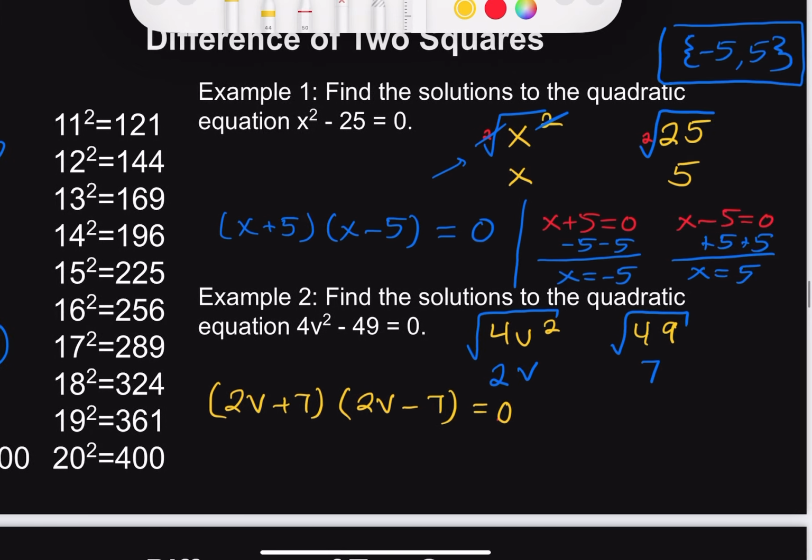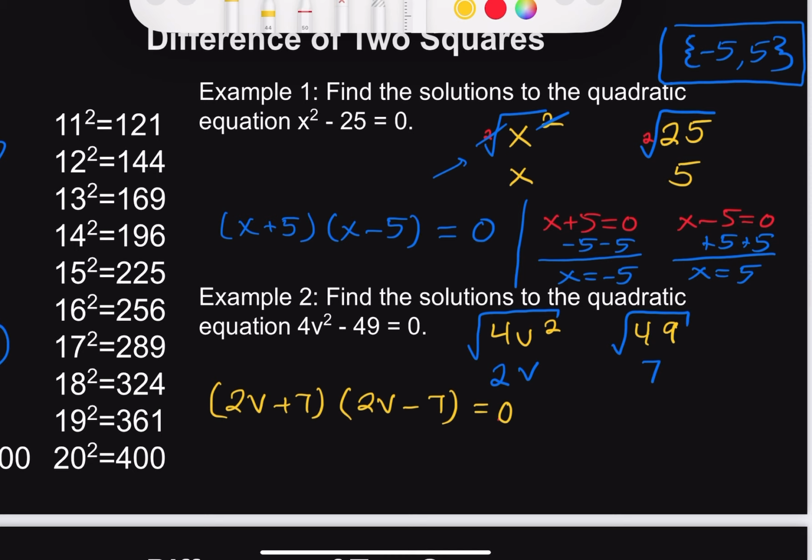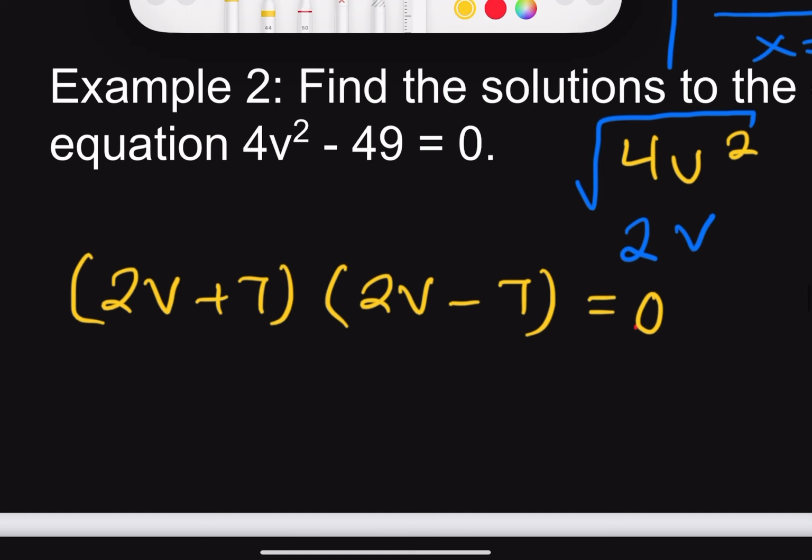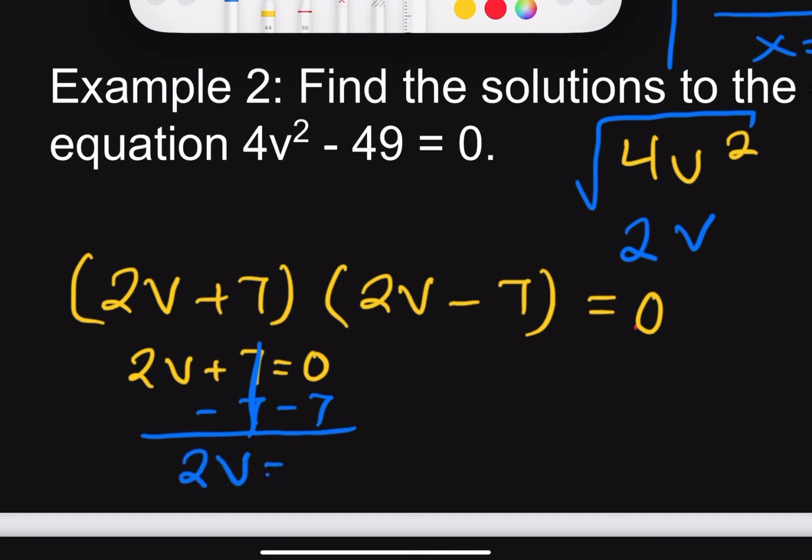Now, to end the steps, you're going to use the zero product property by setting both pieces equal to 0 and solving for v. I'll do it down here. So that's 2v plus 7 equals 0. I'll do the first one. Subtract 7 from both sides. That's 2v equals negative 7. And to get v by itself, divide both sides by 2.